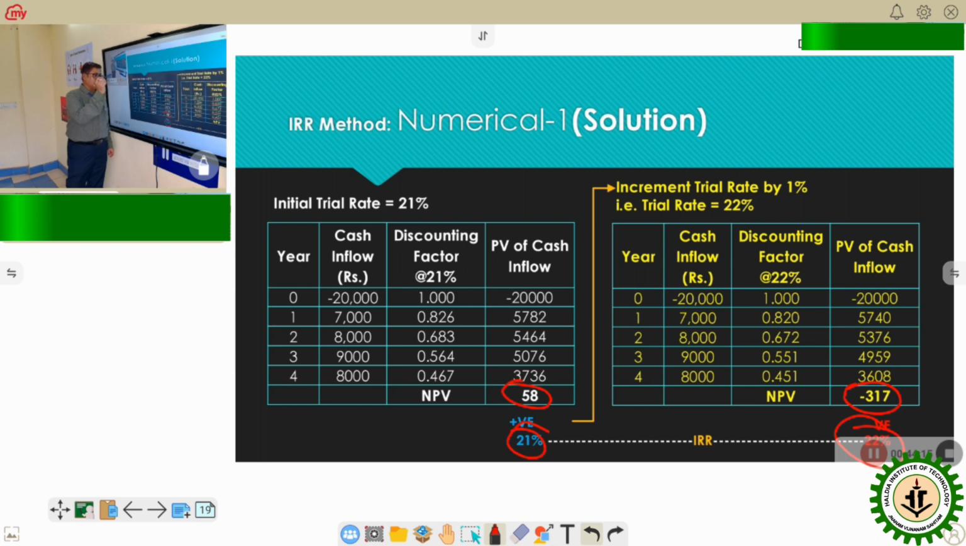So you should consider the two extreme values, that is the lower and higher trial rate, whenever you are getting the NPV with different sign with a 1% increment. Since we are applying the method of interpolation to achieve a more precise result, the difference of rate should be 1%.